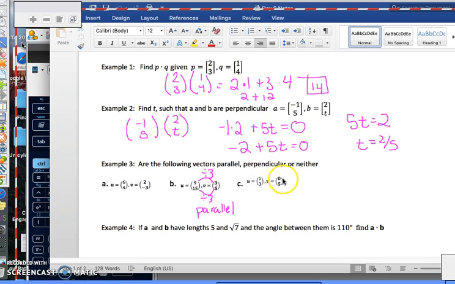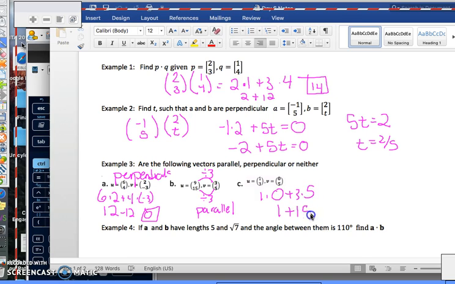1 to 0, well, you can't divide. You're not going to end up with anything there. So let's see, 3 to 5. No, that's not the same, so it's not parallel. So let's check out perpendicular. 6 times 2 plus 4 times negative 3. 12 minus 12, well, that's 0. So that means this one is perpendicular. Let's see, 1 times 0 plus 3 times 5, 0 plus 15 is 15. So that one would be neither.